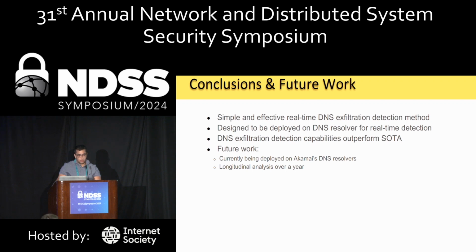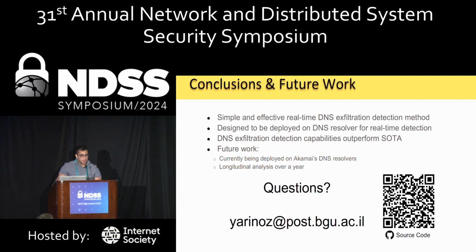So to conclude, I've discussed ibHH, which is a simple and effective real-time DNS exfiltration detection method designed to be deployed on DNS resolvers for real-time. And it shows state-of-the-art capabilities, despite being able to run in real time. As for future work, as I said, we're currently working on deploying it on Akamai DNS resolvers, and it's currently in beta testing. We want to continue the longitudinal analysis. Thank you. This QR code takes you to the source code if you want to run it.